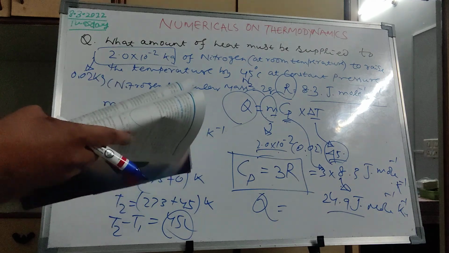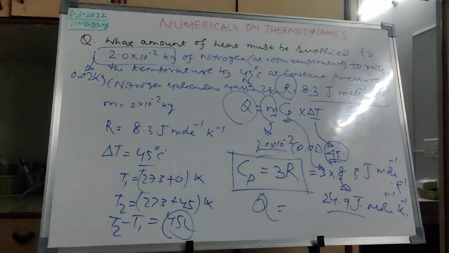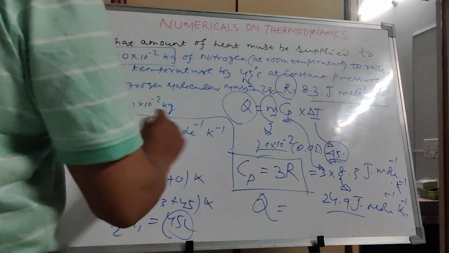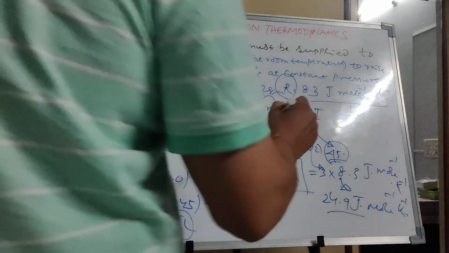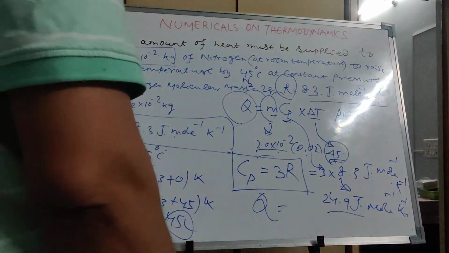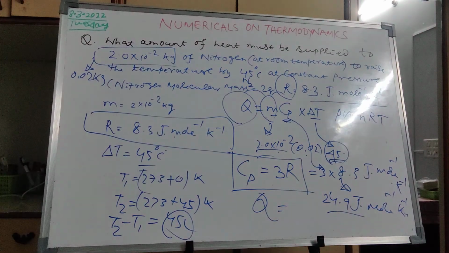So by solving a numerical, you become clear about the units. Units are very, very important in physics, especially in thermodynamics and heat transfer related stuffs. So now you got to know that R unit is joule per mole per Kelvin. Where from you got this R unit? Because you know PV is equal to nRT. So N is number of moles. So R is equal to PV by nT, right?